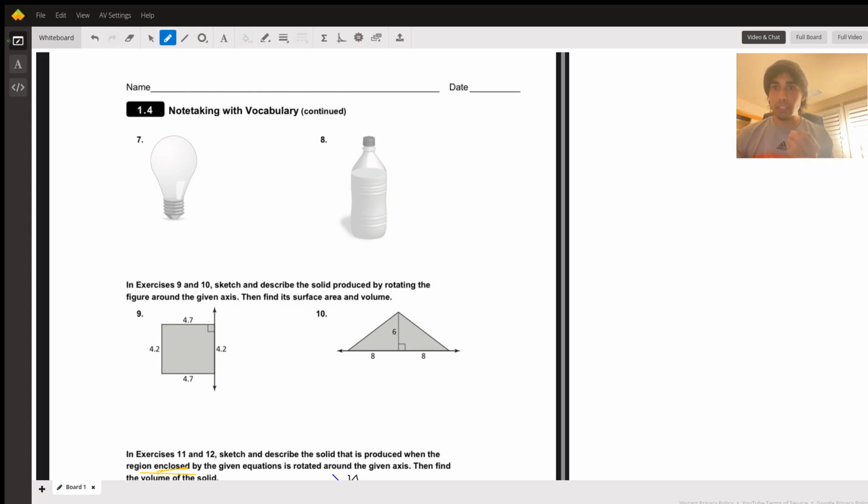Because it wants us to sketch and describe the solid that is produced. So what we would say is we've got this cone here, right? Looking at that yellow cone, we've got a radius of 4, and then the height is also 4. When I say the height, I'm talking about the height from the bottom up to the top right here. So that height is going to be 4, and our radius is 4. And then it wants us to find the volume of the solid.